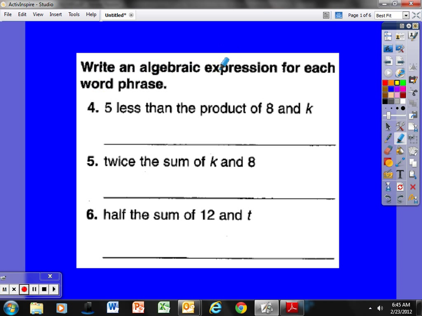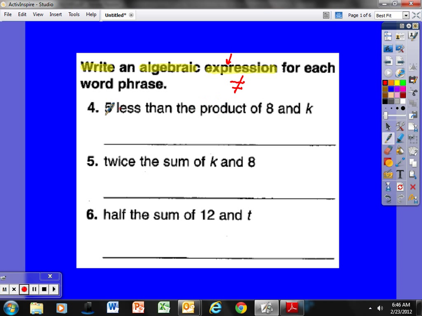Write an algebraic expression for each word phrase. Now, the key thing I remember here is an expression. There is no equal sign in an expression. That would be an equation. So that means none of these will have an equal sign because, again, it's an expression and not an equation.